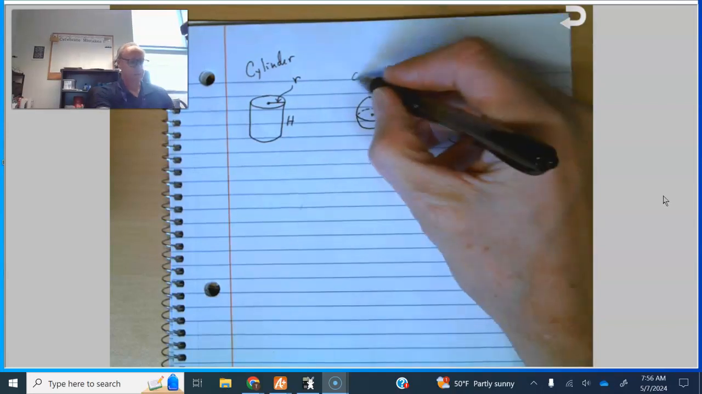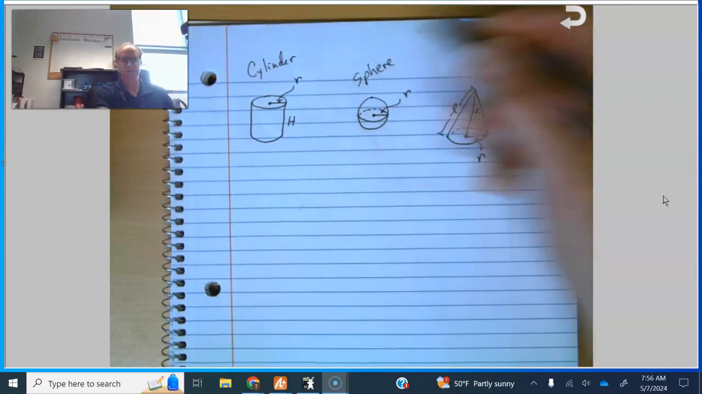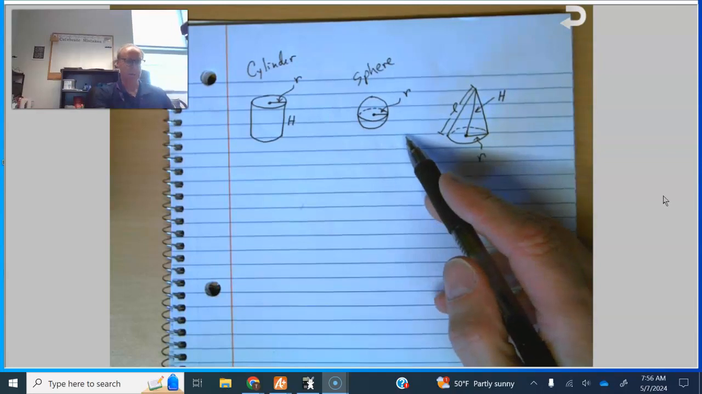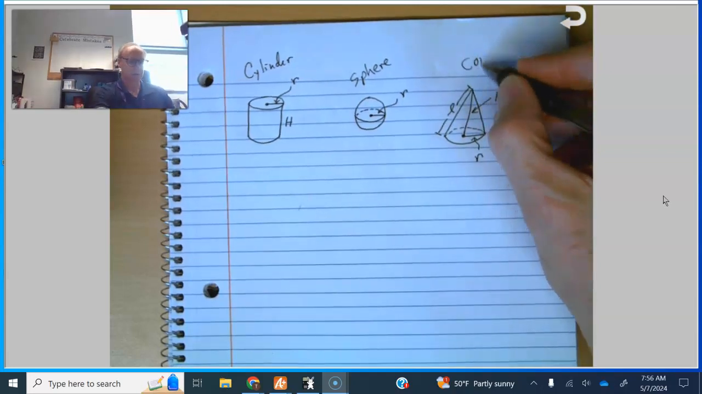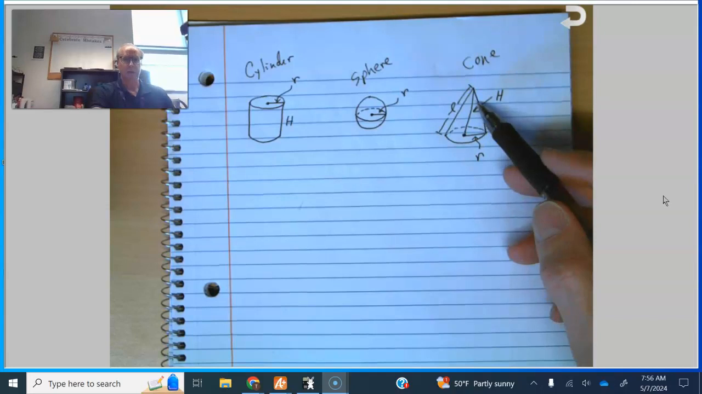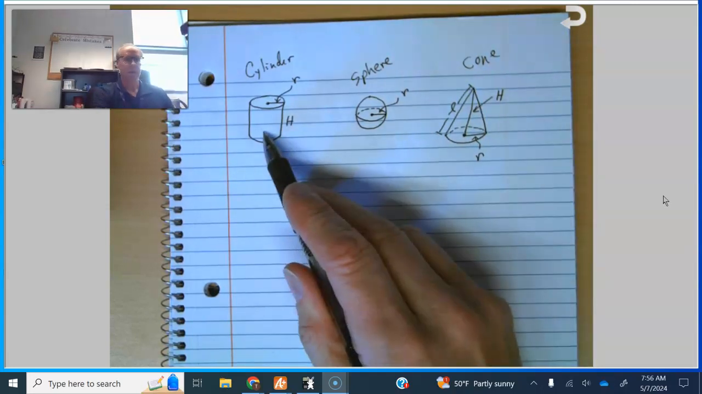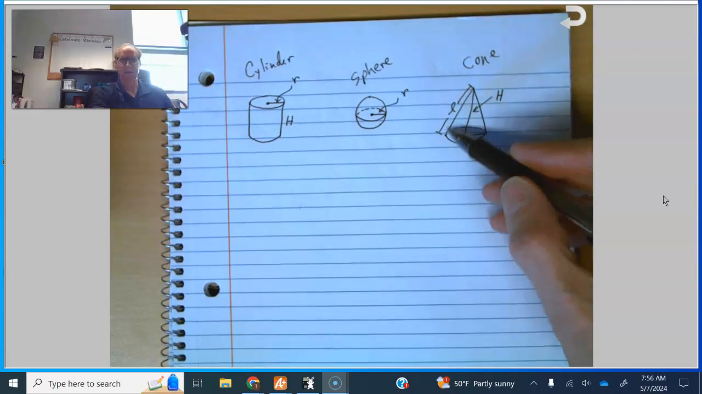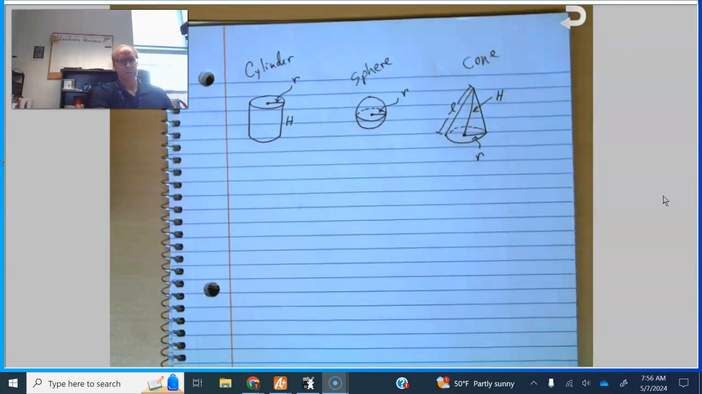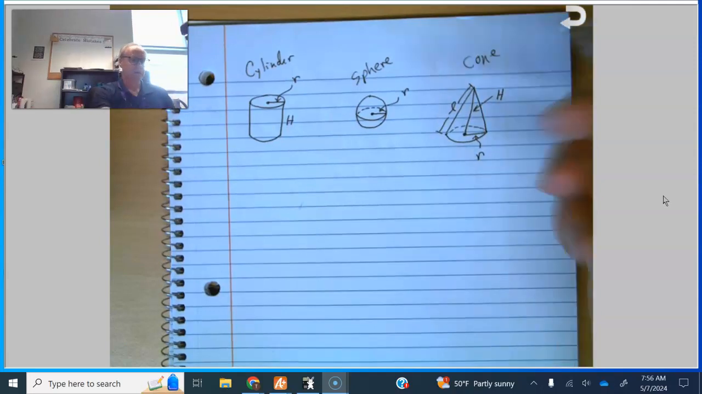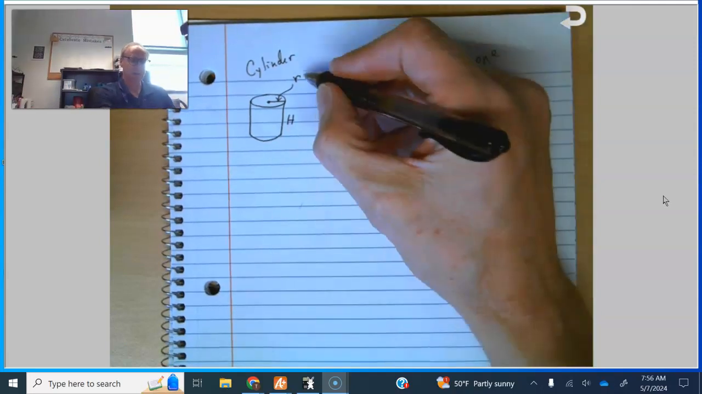The sphere is the easiest one because it's only got one dimension. We only have to worry about the radius. The cone is probably the more complicated one. We've got a radius, we have a height, just like we did on our cylinder, and then we've got what's called the slant height. So I'm going to go through an example of all three, and I'm going to use a similar radius so we can kind of compare it.